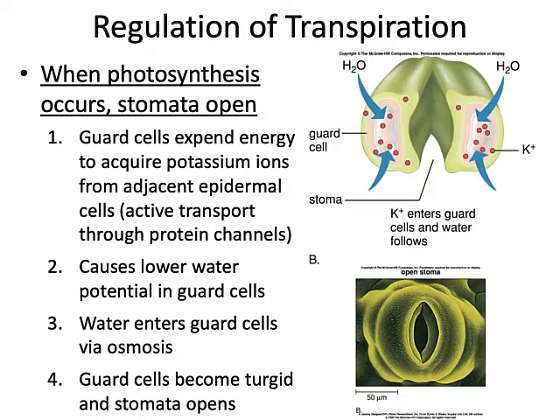Guard cells expend energy to acquire potassium ions from adjacent epidermal cells. This means active transport needs to happen through protein channels. This active transport and movement of these ions causes lower water potential in the guard cells. Therefore, water passively enters the guard cells by osmosis. The guard cells become turgid and the stomatal apparatus opens.